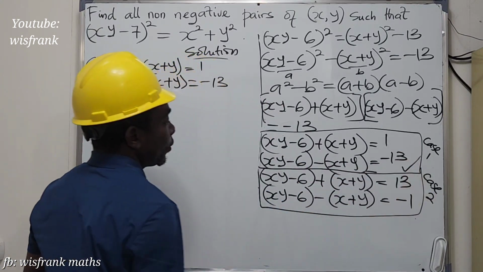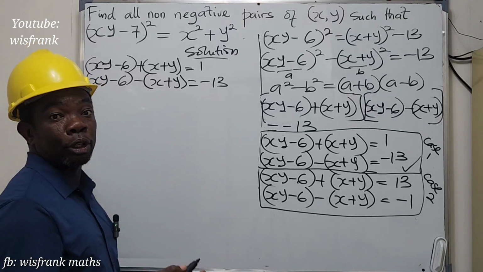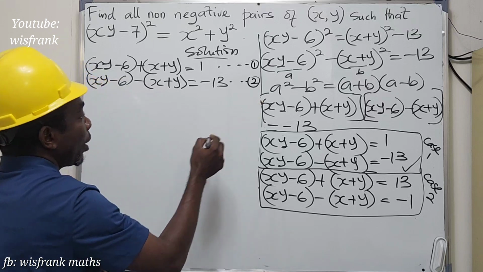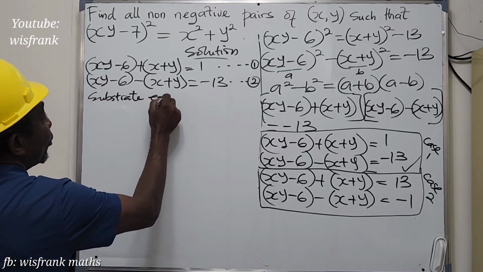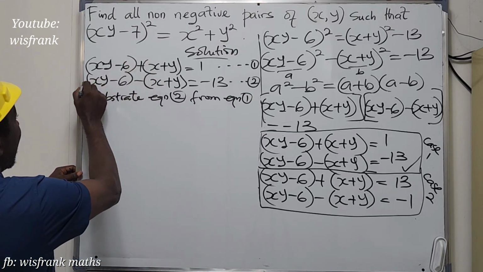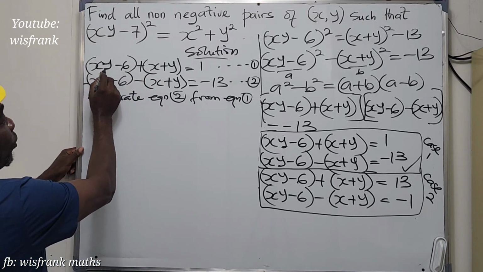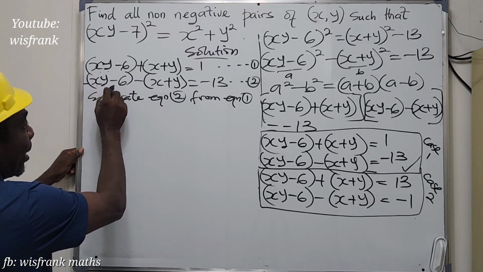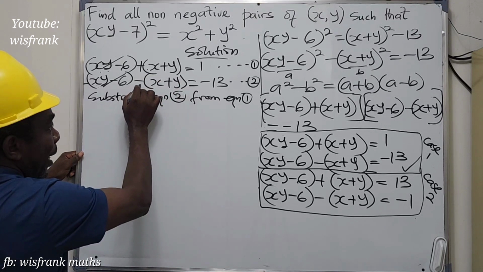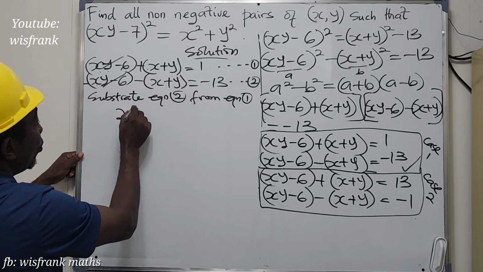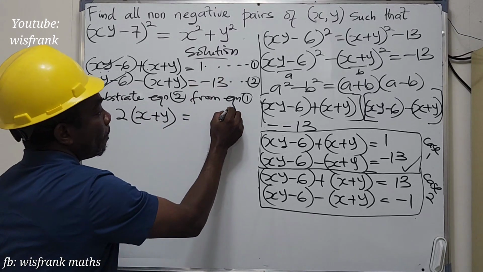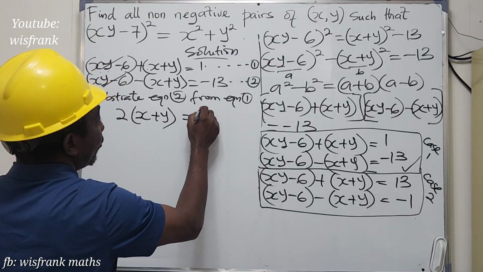We are taking this. So this has turned out to become a simultaneous equation. We name this equation 1 and we name this equation 2. What we are going to do is subtract equation 2 from equation 1. So it's going to be this minus this. So we have (xy - 6) minus (xy - 6), which will give us 0. So this will cancel here. (x + y) minus (-(x + y)) will give us 2(x + y) equals 1 minus minus 13, which is going to give us 14.